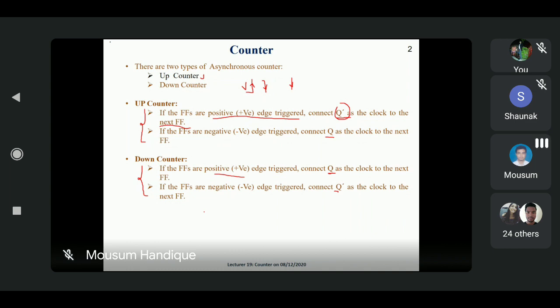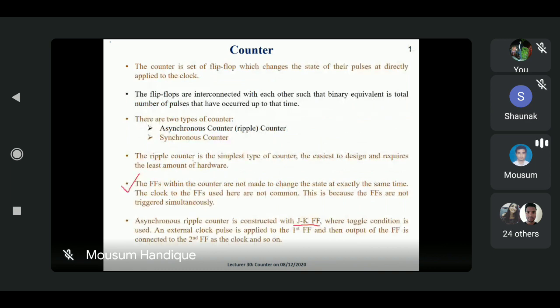So this is the part on the asynchronous counter. This is the asynchronous counter, but what about the synchronous counter? Just a minute.